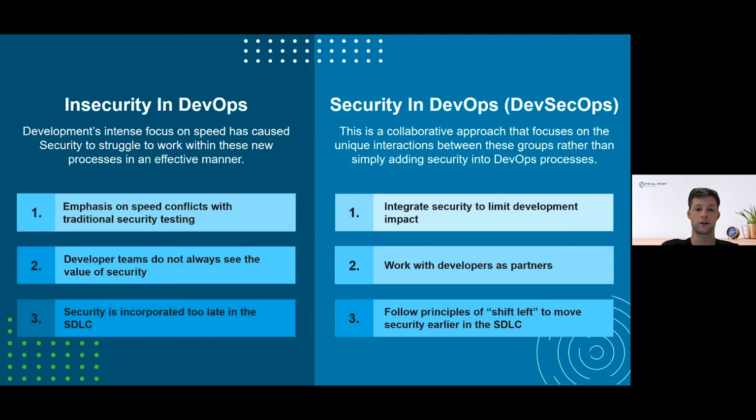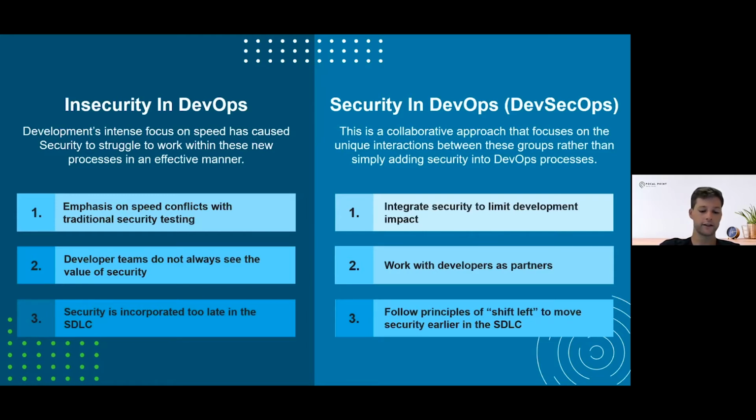So developers are moving in the right direction, but ultimately, one of the keys to success for a DevSecOps program is ensuring that the developers and the security teams are working with each other as partners. They both understand the value of what the other is doing so that they can collaborate effectively.